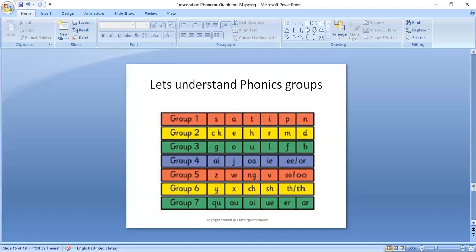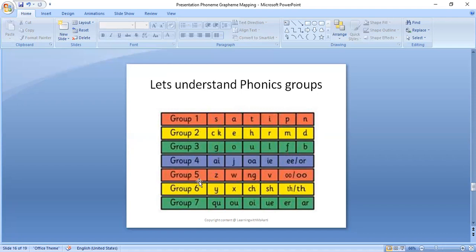So here 7 groups are mentioned in front of you. In these 7 groups, as you can easily see, individual sounds are there in group 1. But in group 2, I can see 2 sounds, C and K, all together in one box because they have the same sound. When I go to group 3, individual sounds are there. But when I go to group 4, I can see combination sounds. For example, ai, oa, ie, or.